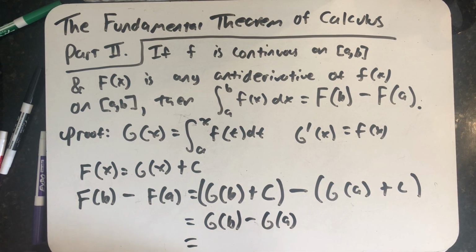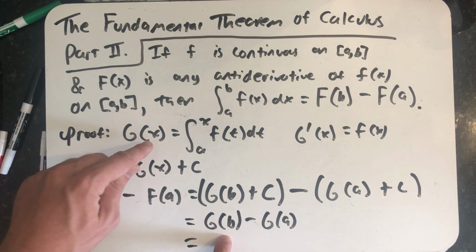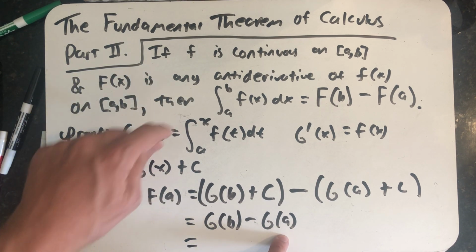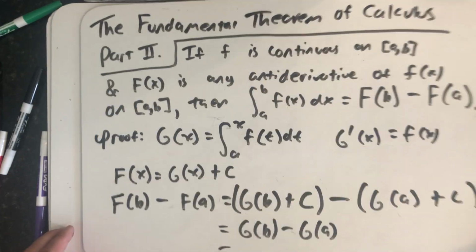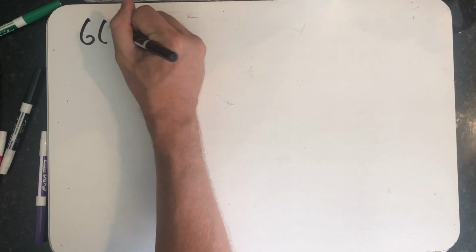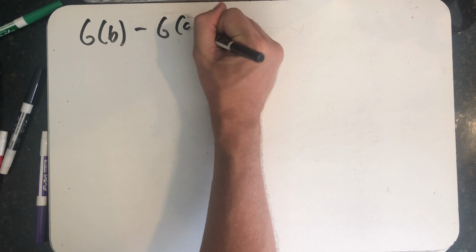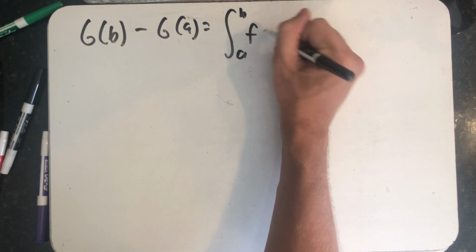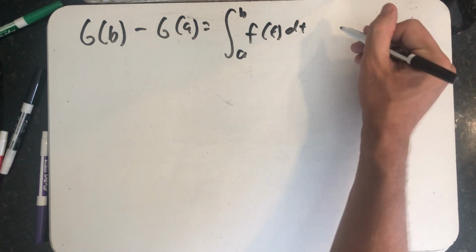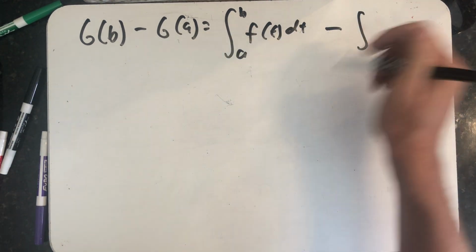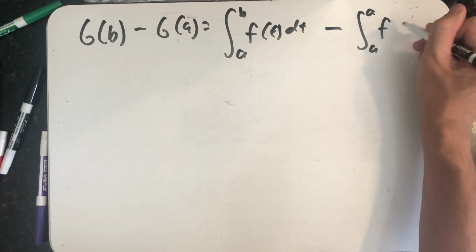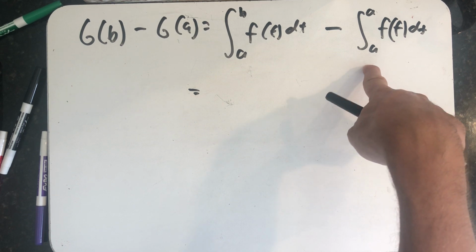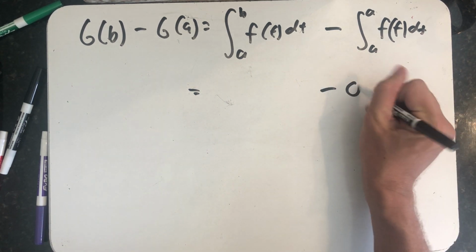Well, now what I want to do is think about what G of b is. Well, if b goes in for x, then b goes in for x. And what G of a is. Plug a in, plug a in. So G of b minus G of a is the definite integral from a to b of f of t dt minus the integral from, well, a to a of f of t dt. The zero width property says this part is 0.